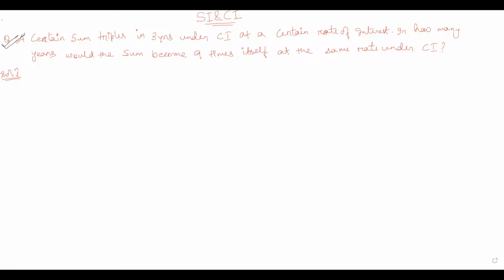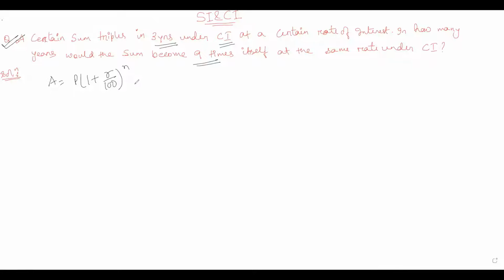Okay, so now let us see this question. A certain sum triples in 3 years under CI at a certain rate of interest. In how many years would the sum become 9 times itself at the same rate under CI? So such kinds of questions can be solved by using the formula and also by using the logic. So I'll be showing you both the ways. First, let us see how we can solve this question by using the formula. We know that the amount at R% rate of interest for the principal P and for n periods is given by A equals P into 1 plus R by 100 to the power n.